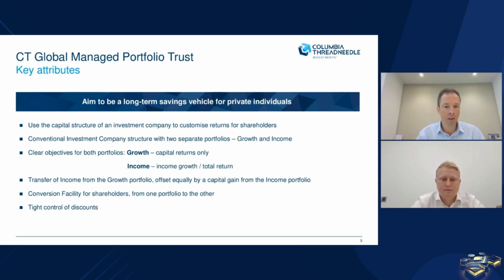The objectives of these aren't changing. So for growth, the objective is capital growth. And for income, the objective is an attractive level of income with the potential to grow that income and capital growth over time. The current yield on the income portfolio is around 6.5%.